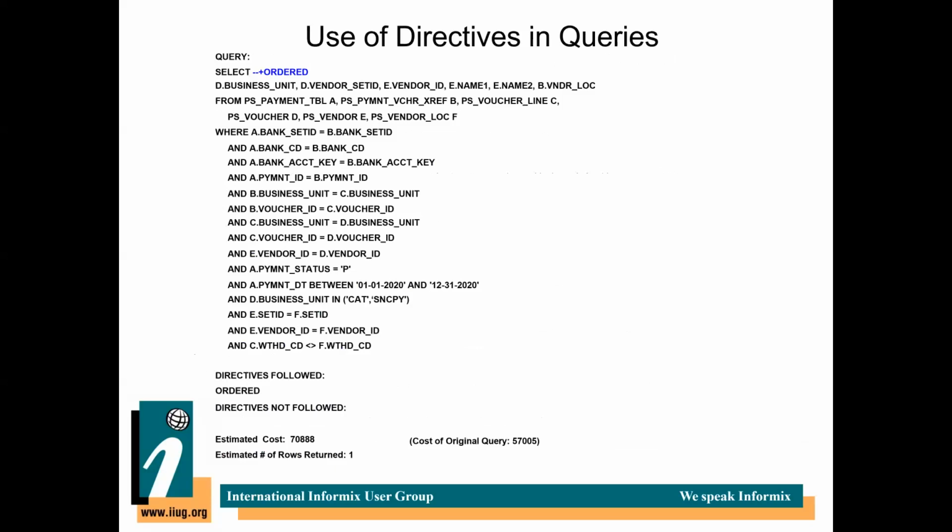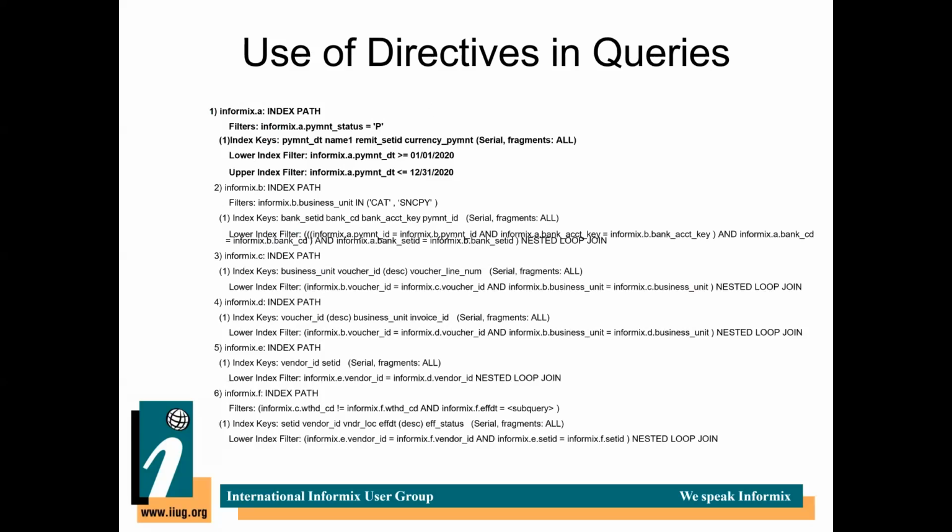So that's why you use the ordered directives. In this case, we wanted the query to be run in the order of the from clause of the tables, and that helped improve performance. Now, sometimes even though the original cost was lower than the cost after the ordered directive, the ordered directive made the query much faster. And here it shows that now we're using the correct index to run the query faster.